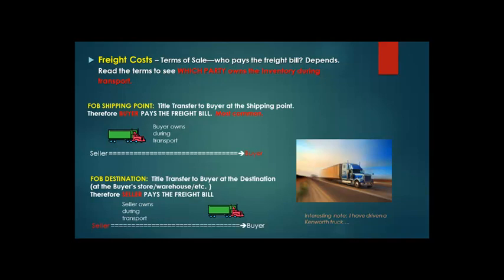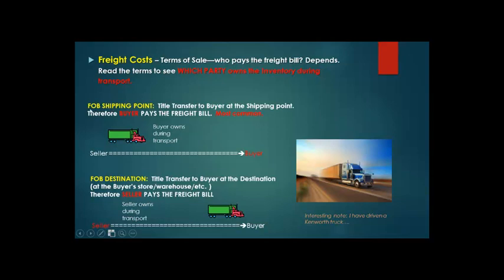Now we have some new terms this chapter that relate to freight. Freight costs. The terms of the sale. Who pays the freight bill? Well, it depends. Companies can negotiate for the seller to pay the freight. Companies can negotiate for the buyer to pay the freight bill. And once they decide who is going to pay, the person who owns the inventory during transport will be established. So the two payment terms for freight are FOB shipping point and FOB destination. And that means at what point does title transfer?